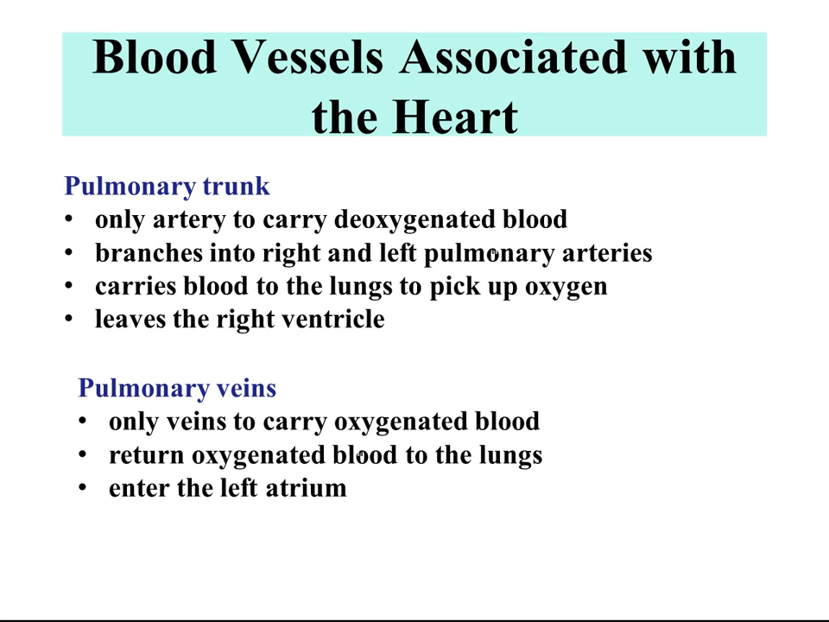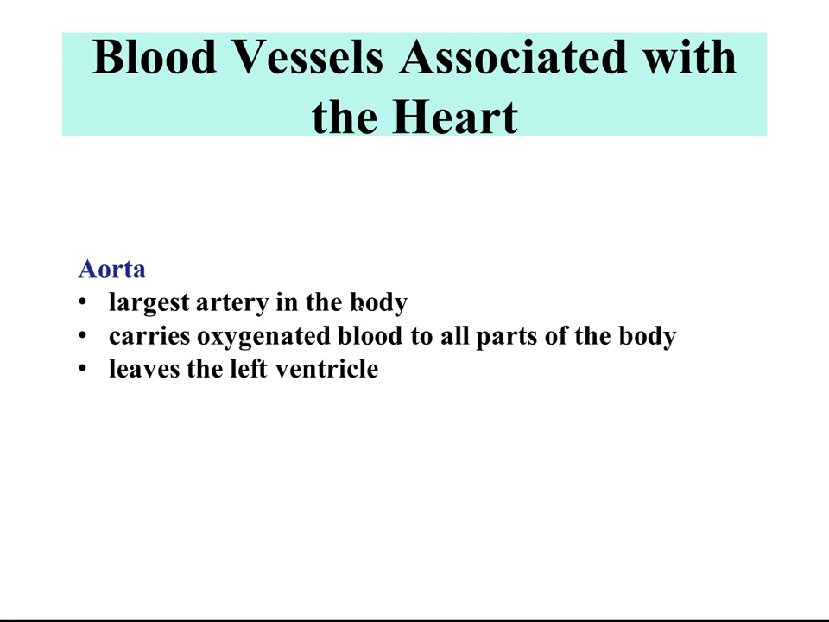So that from the lungs, where we've had an exchange of carbon dioxide and oxygen, to the heart, to the left atrium, so that it can go through the mitral valve to the left ventricle, through the aortic valve, through the aorta to the rest of the body. The aorta is the largest artery in the body. It carries oxygenated blood to all parts of the body. The left ventricle pumps the blood through the aortic valve to the aorta. The aorta bifurcates or branches off and carries the blood, oxygen-rich blood, to the entire body.